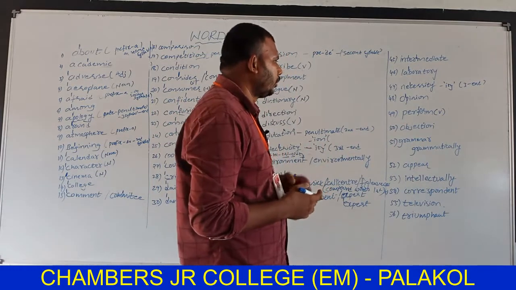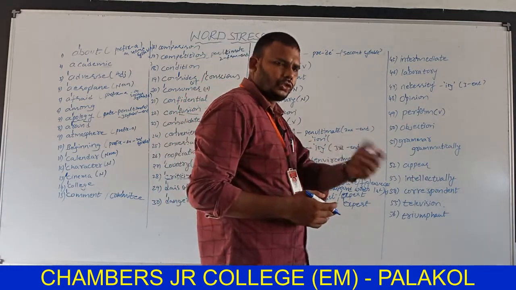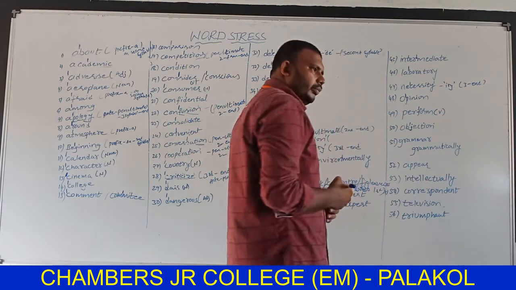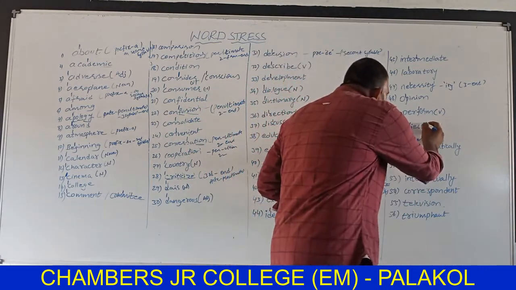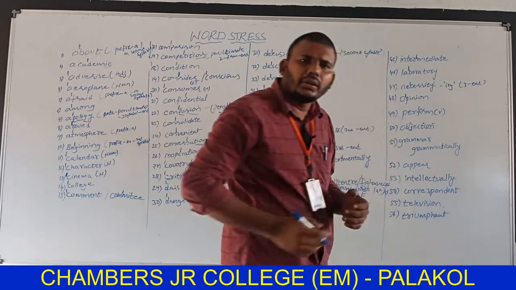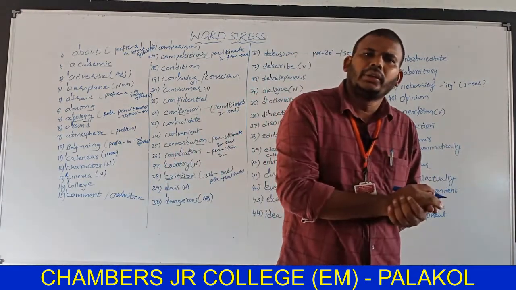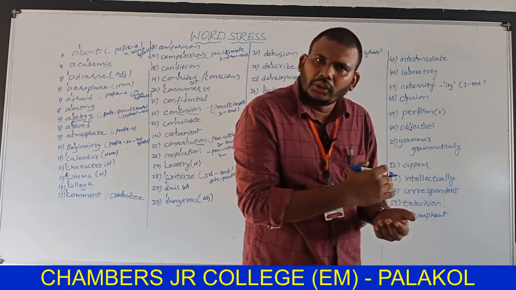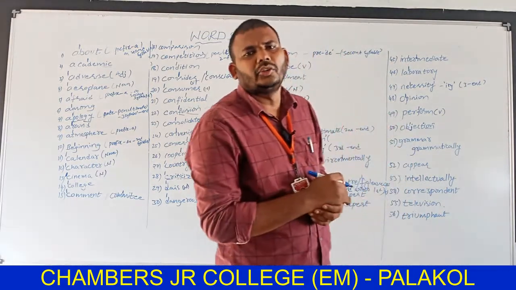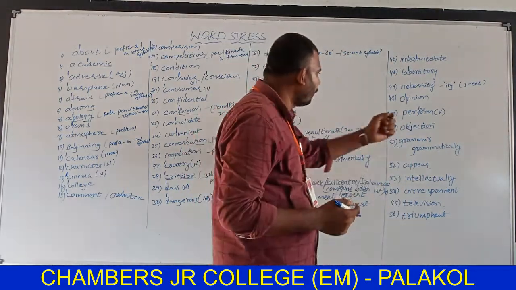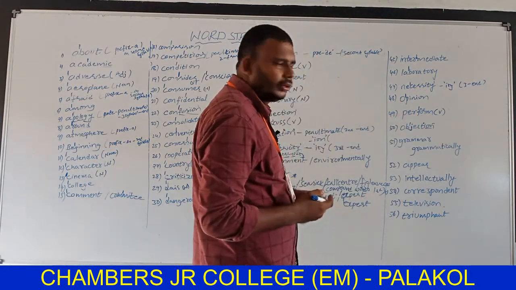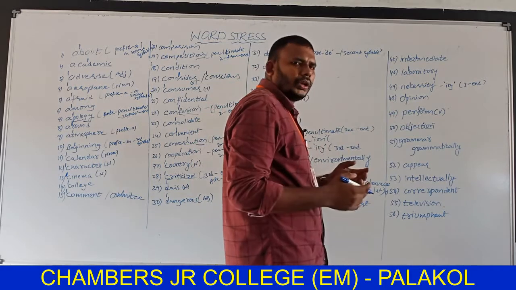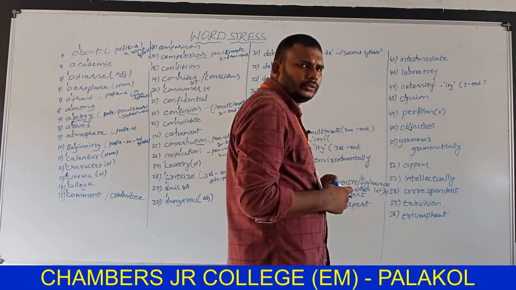And come to the next one. Objection. So you can put the stress mark on J because it ends with ION. Whenever a word ends with ION, it takes stress on the penultimate syllable, the second syllable from the end. Objection. Got it?